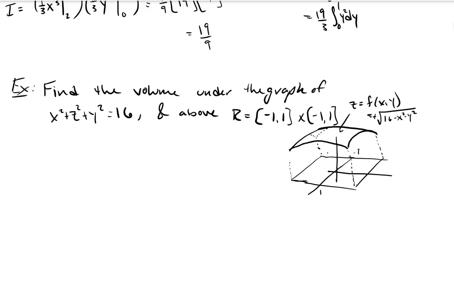And then all we have to do, to find the volume, is integrate this root over that rectangle R. And this is with respect to area, dA. This is easy to write as an iterated integral, since both of them are the same. It's easy enough to write it this way.